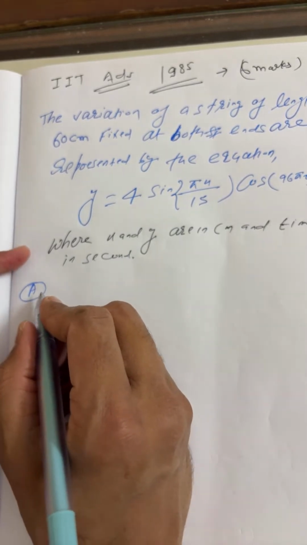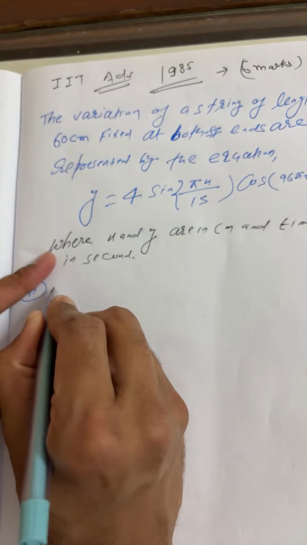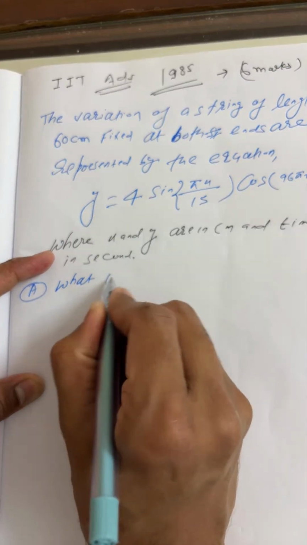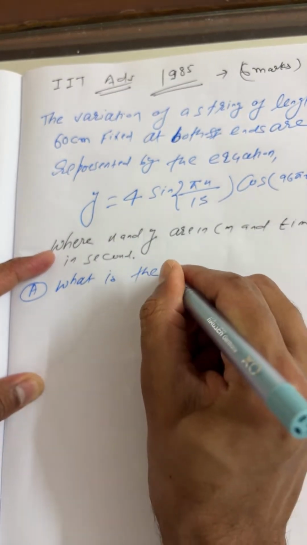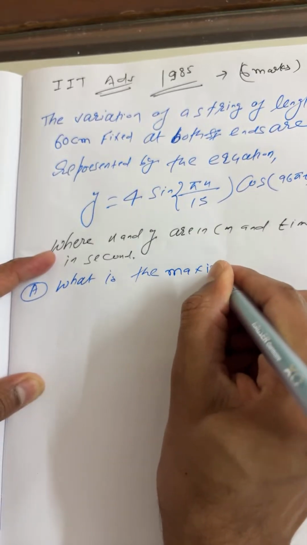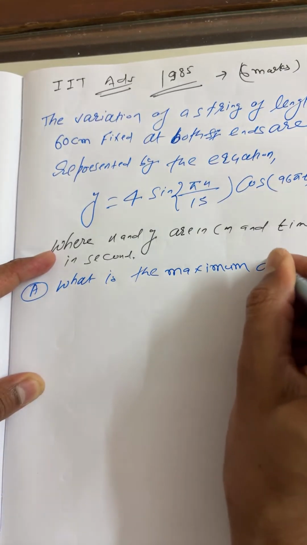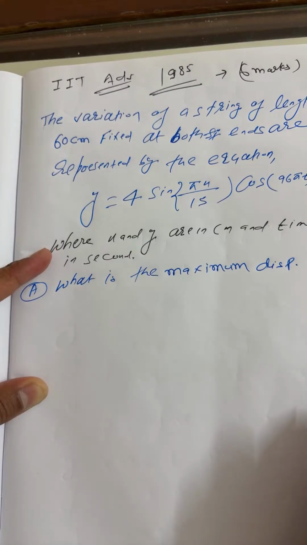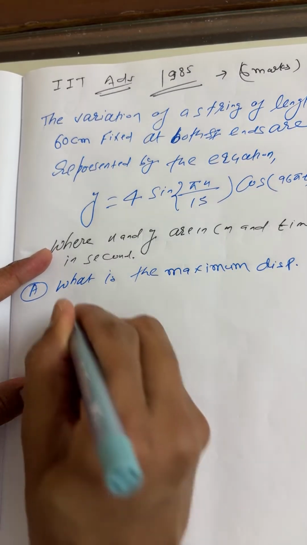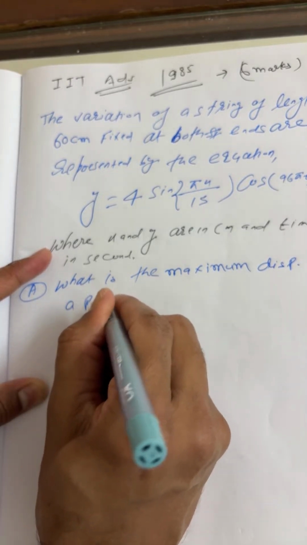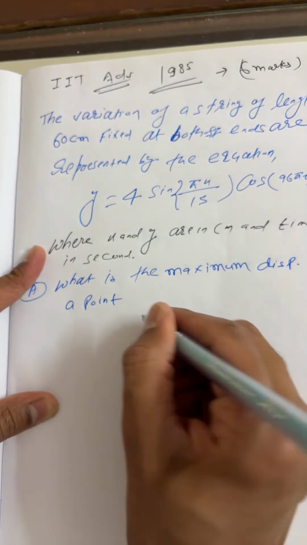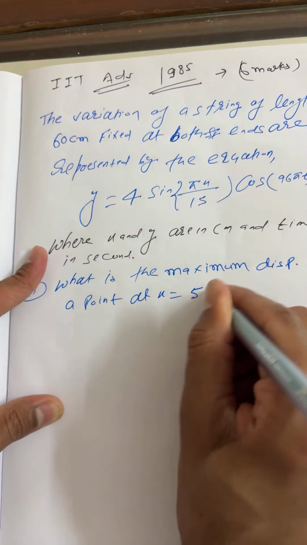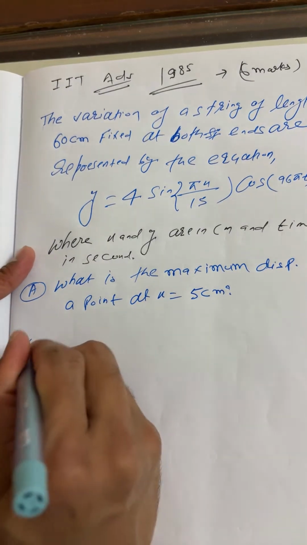Option first. What is the maximum displacement? It's a subjective question, my dear, right? What is the maximum displacement of a point at x equals 5 centimeter.